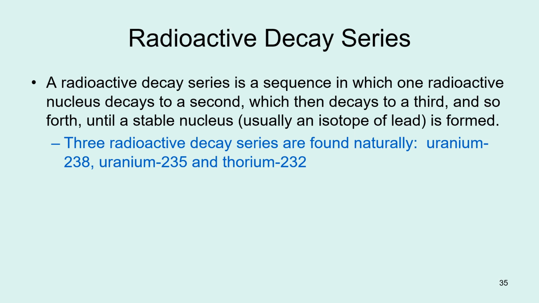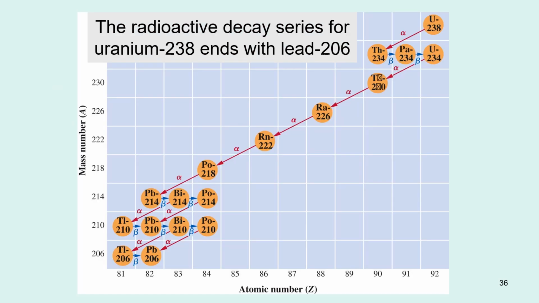A lot of times, something unstable will become something else unstable, and so it goes through a sequence of radioactive decays. One thing will decay to a second thing, which is also radioactive, which then decays to a third nuclide, and so forth, until it finally lands on a stable nucleus. A lot of times, they end up landing on a stable isotope of lead. Some of the radioactive decay series found naturally in nature are uranium-238, uranium-235, and thorium-232. I think the next slide shows some of that.